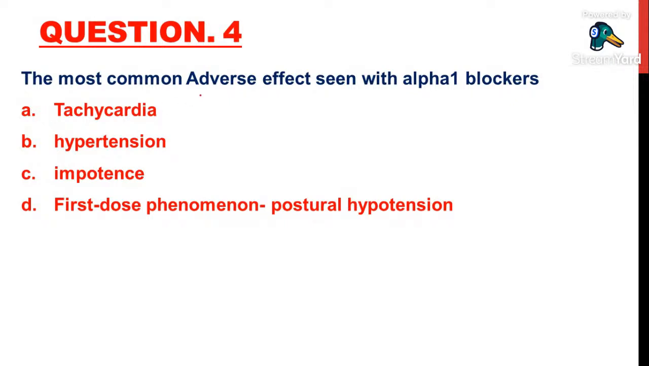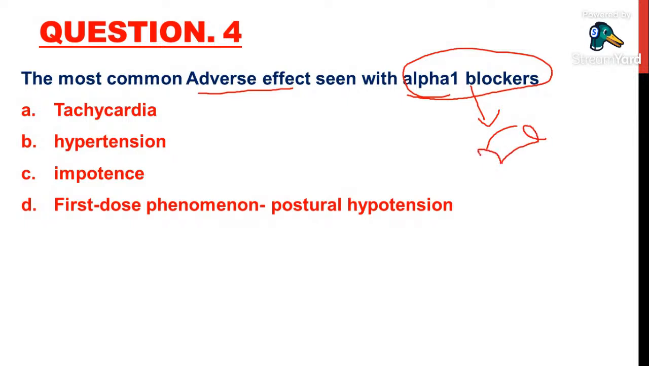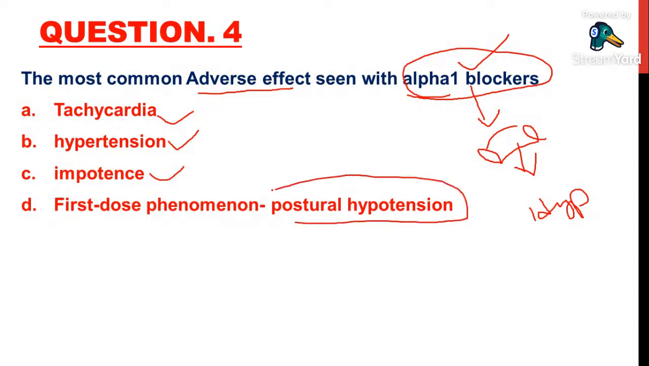The most common adverse effect seen with alpha 1 blockers: when the alpha 1 receptor is blocked, all blood vessels will be dilated and through that the patient will develop hypotension. So which is the common adverse effect with an alpha 1 blocker is the question. In that we have tachycardia, hypertension, impotence, and first dose phenomenon, postural hypotension.